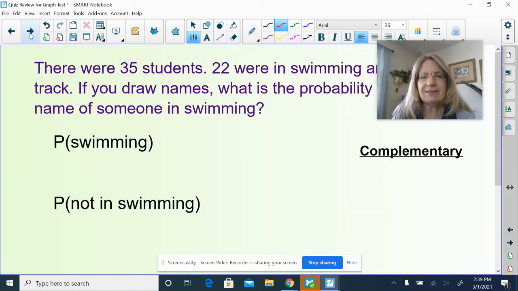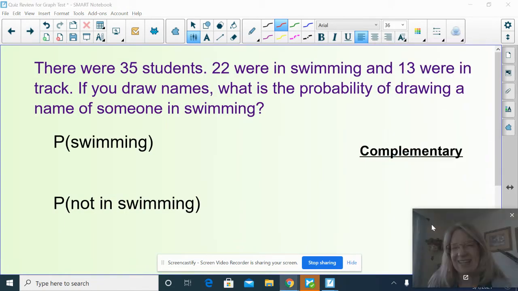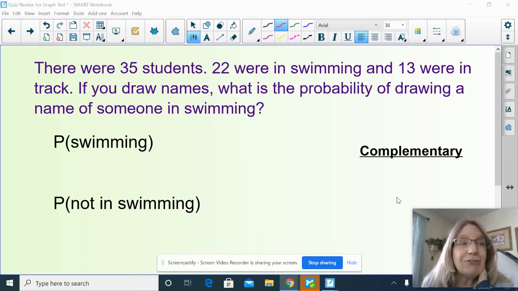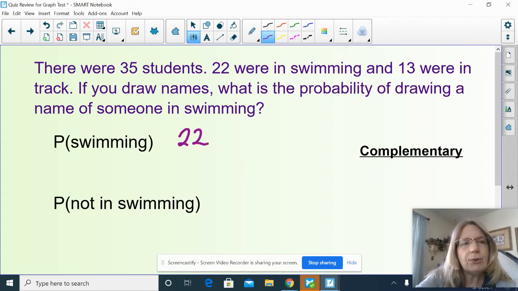Here we go. Next one. Whoops, got to move my little picture again. There we go. There are 35 students. 22 were in swimming and 13 were in track. If you were to draw a name, what's the probability of drawing a name of someone in swimming? So you'll see probability written like this: probability someone in swimming, in parentheses like that. And you would just make a ratio. We've done that part before. Here we go. 22 out of 35.